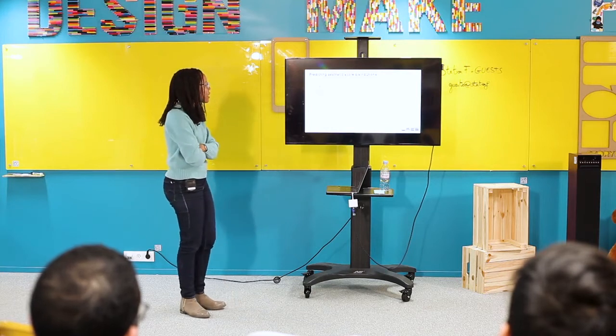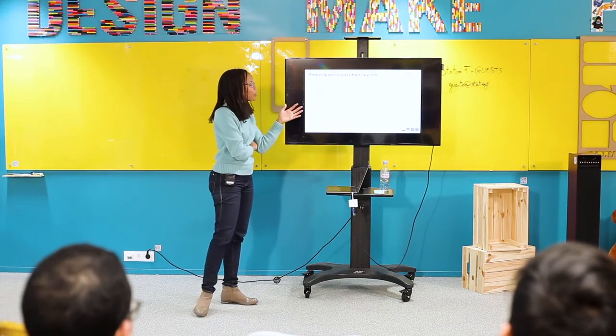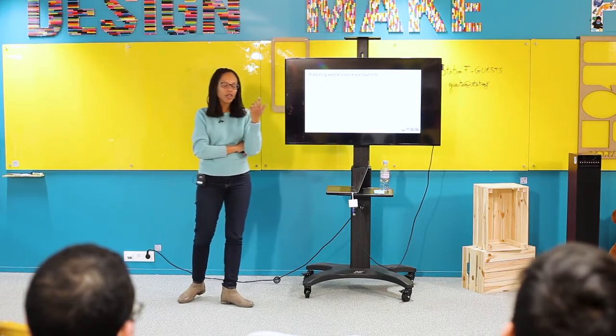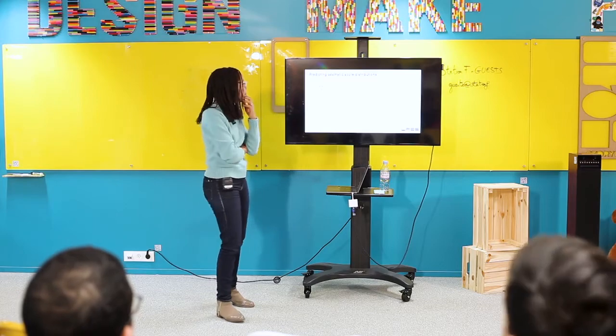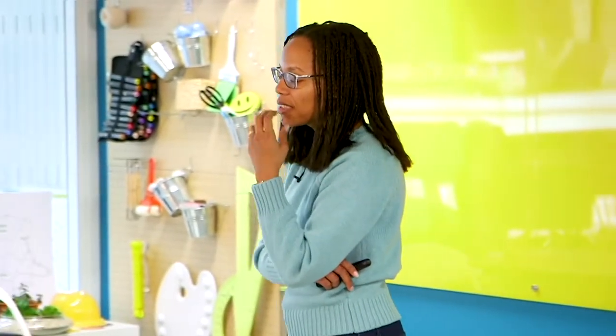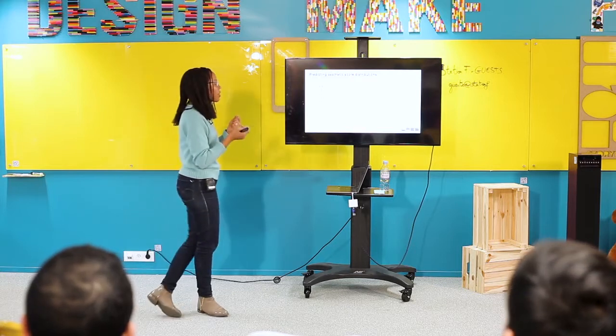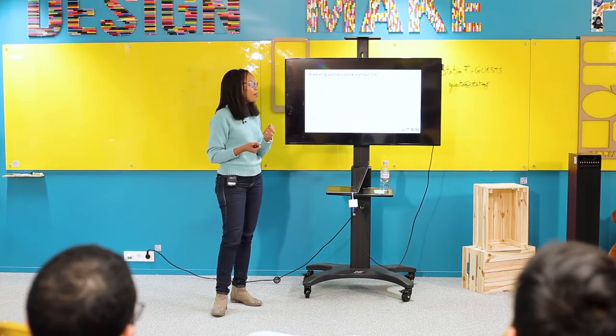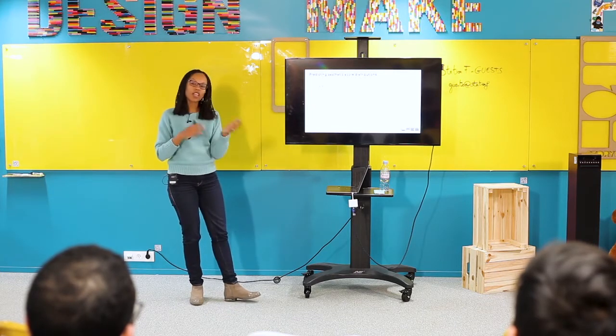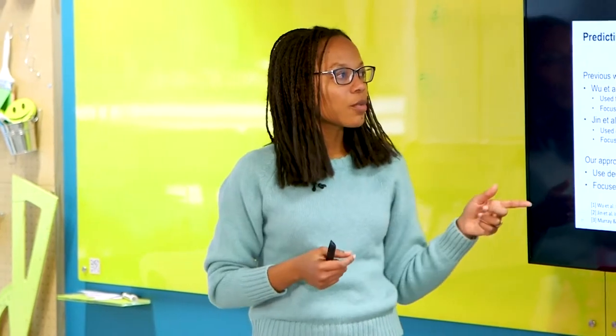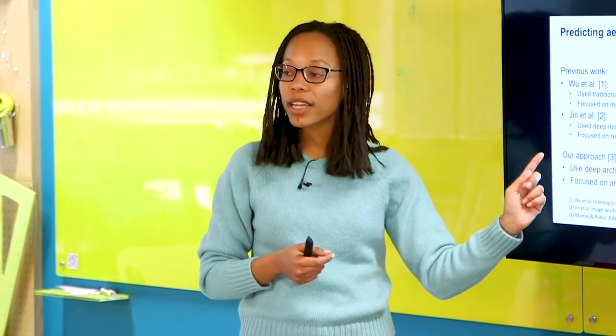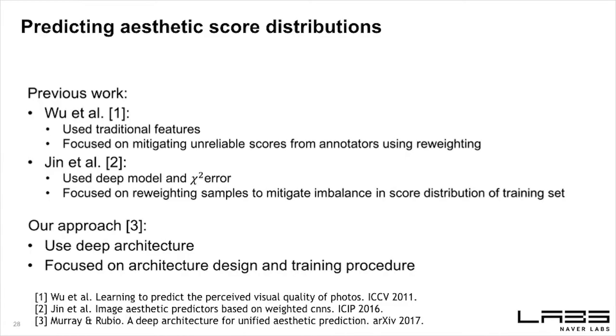So there's been previous work tackling this problem. A lot of the people that have worked on it have focused mostly on designing features for it before the deep learning era, or they focused on reweighting samples, for example, to deal with the imbalance that I mentioned. I mentioned to you guys before that the data set is very imbalanced, that most of the images are sort of mediocre. So a lot of works have focused on, okay, how can I correct for this problem, right? So that I can train a model that's better able to predict very good images or very bad images. What we focused on with this work is designing a deep architecture to tackle this problem. And so we focus mainly on how to design it and then how to train it robustly.